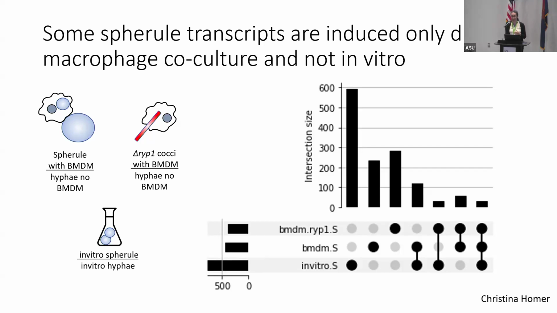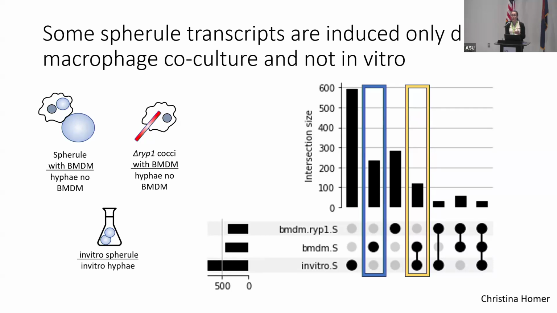And we were most excited and interested about this really tight number of genes that were upregulated in in vitro spherules and in our wild type spherules that were made in the presence of macrophages, because those are suggesting a very specific group of spherule-specific genes that may not have to do as much with elevated temperatures or specific changes in media that you see in these two scenarios, but are really conserved.